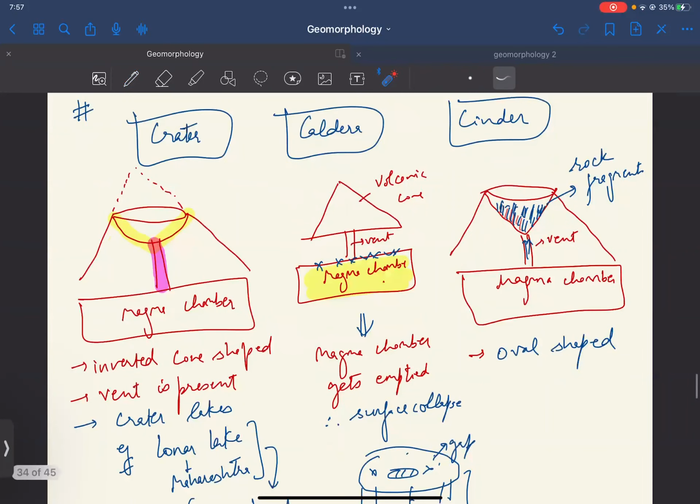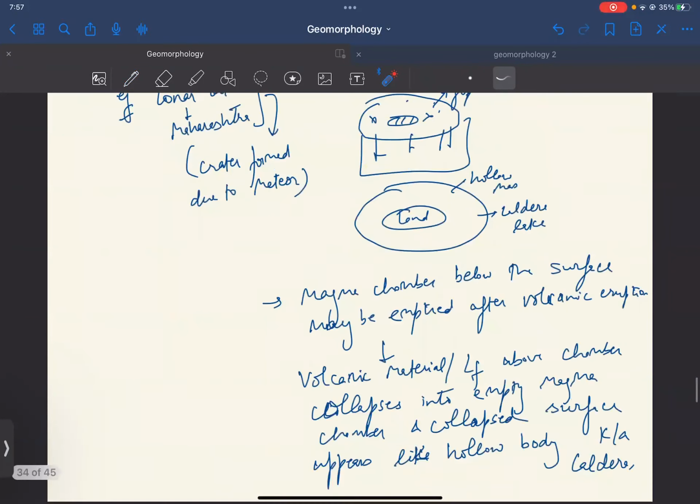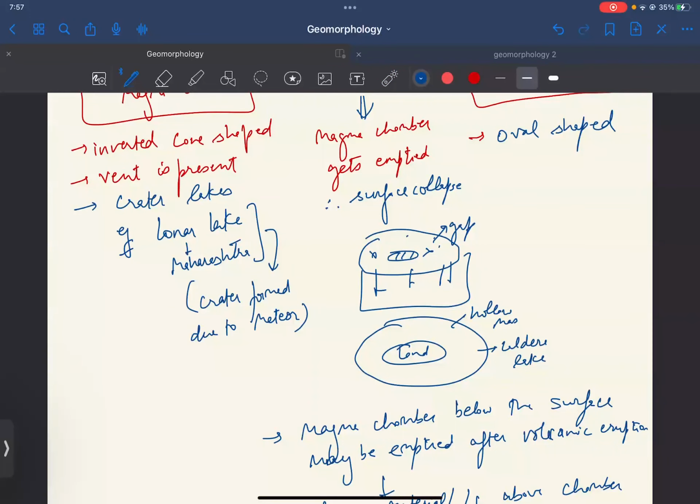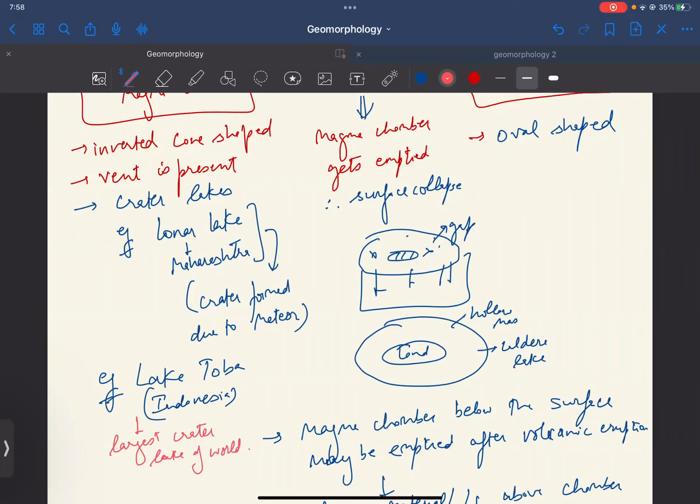Right. So these are examples of crater lakes. You can say Lonar Lake. Another example of a crater lake is Lonar Lake, which is formed due to the impact of a meteor that created the depression. Then you have Lake Toba. This is in Indonesia. And this is the largest crater lake of the world. Keep this in your mind. Lake Toba, Indonesia.